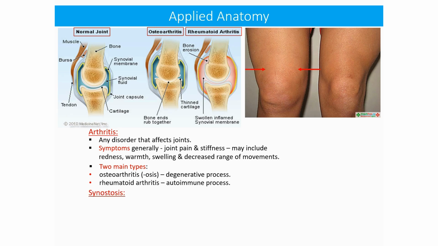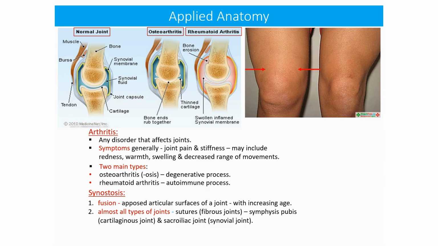Second is synostosis. It is fusion of the opposed articular surfaces of a joint which occurs with increasing age. Synostosis is seen in almost all types of joints, such as sutures of the skull, an example of fibrous joints, symphysis pubis, a cartilaginous joint, and sacroiliac joint, a synovial joint.